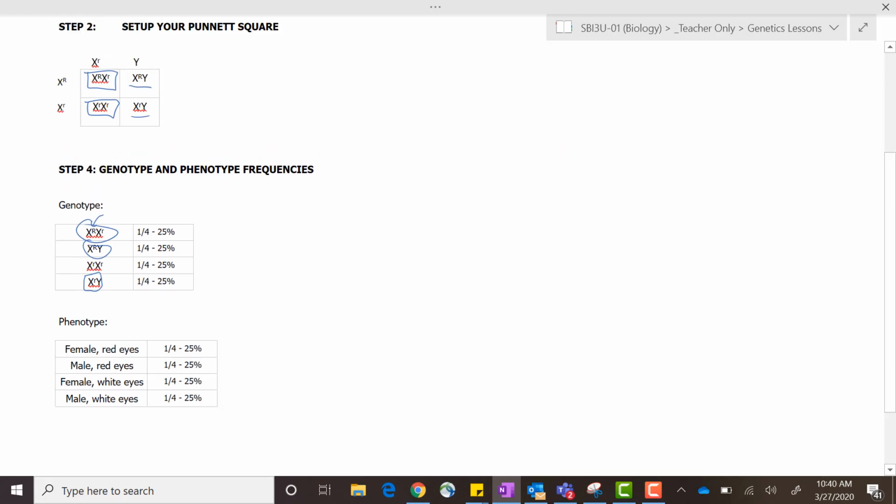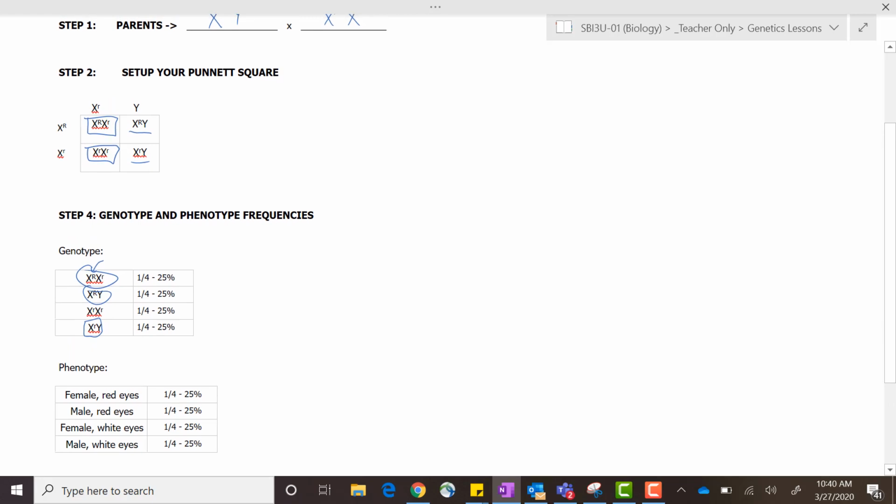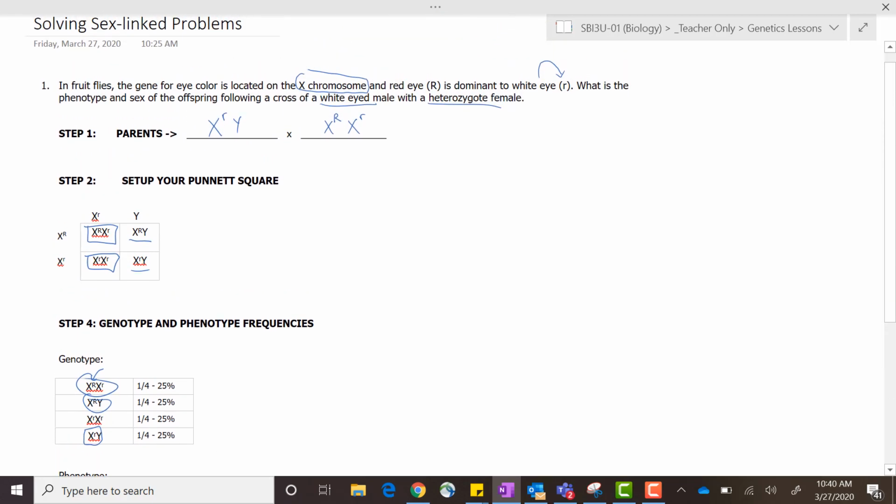Okay, so I hope that makes sense. Try out the second example in the lesson, and then there's extra practice problems in 8A. Thanks.